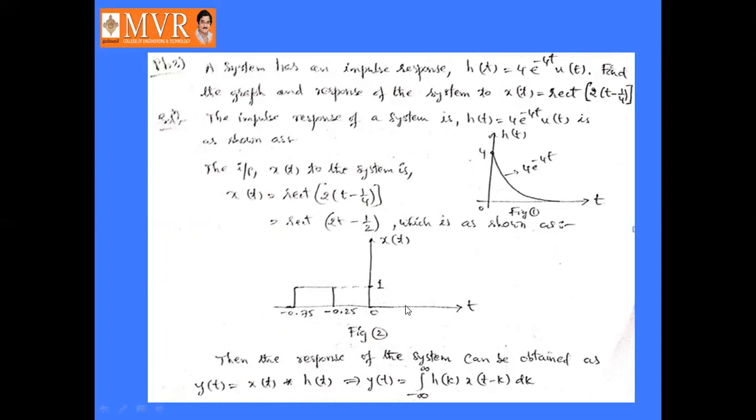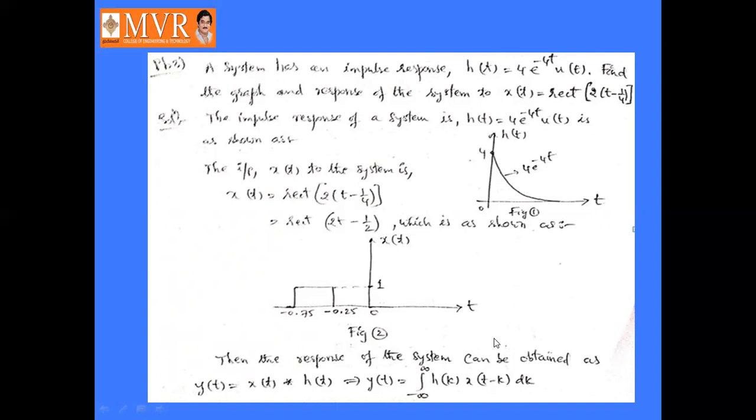Okay? Rectangular function of 1.5. If t is 2, 4 minus 1 by 2, that is 3.5. T is 1, 2 minus 0.5, that is 1.5. So it is shown like this. It is already shown like this. So the rectangular function exists between minus 0.25 to minus 0.75. Its amplitude is 1.